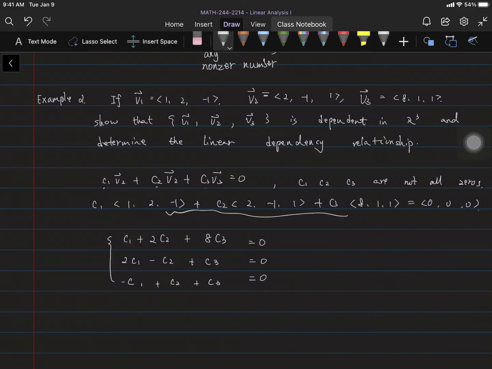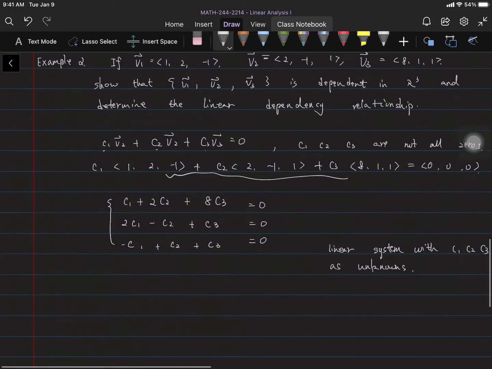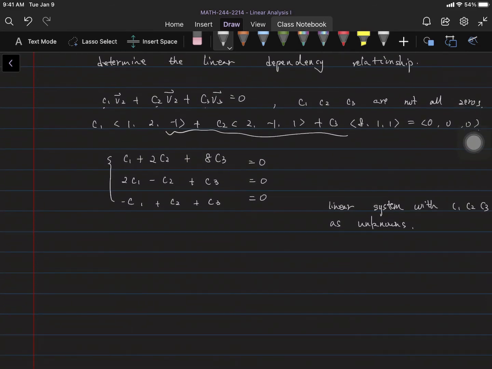So this is a linear system with C1, C2, C3 as unknowns. We can solve this linear system, right? And if we have a non-zero solution, that means the C's are not all zero, then we can say this set is dependent. So that's our goal.